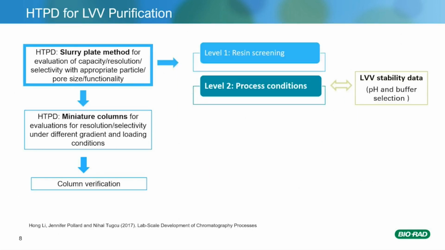The top performing resins from the level 1 screening were further screened for the process conditions, which was done by altering the pH and salt concentration. The goal of the level 2 screening study was to evaluate the resolution and selectivity of these resins, that is, whether they are able to separate the lentivirus from the process impurities such as the host cell proteins. Importantly, the lentiviral stability data was also taken into consideration for this set of screening.